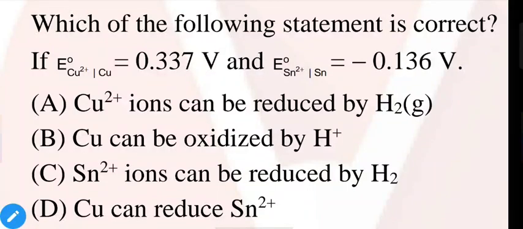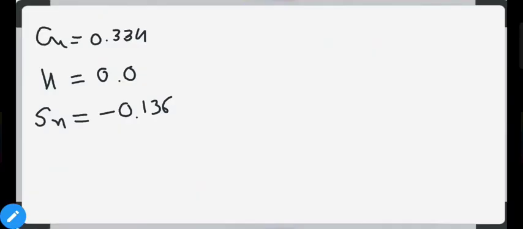So four options are mentioned. Cu2+ ion can be reduced by H2, Cu can be oxidized by H+, and Sn2+ ions can be reduced by H2, and Cu can reduce Sn. So here we have four options, and in this case we have to arrange three different potentials for copper, for tin, and for hydrogen. So let us do it. So here are three values, and they are in order of decreasing reduction potential value. Highest reduction is for copper, then we have for hydrogen, then we have for Sn.